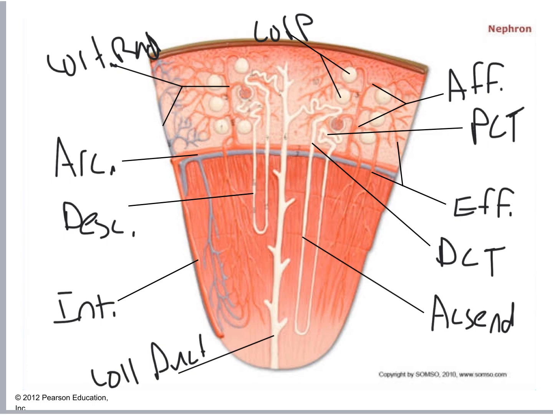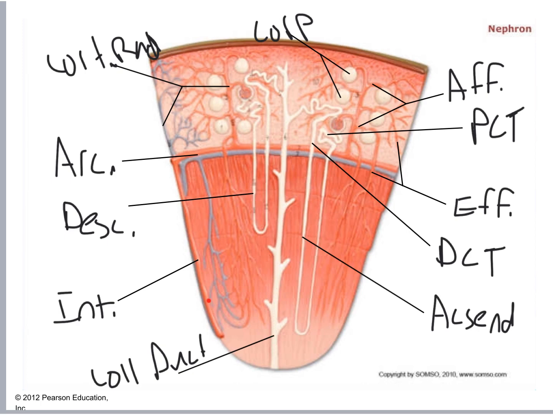All right, so we have the renal corpuscle right here and right here. Afferent arteriole right here, right there. Proximal convoluted tubule right here. Distal convoluted tubule is going to be right here. Ascending limb is going to be right here. The collecting duct is right here.